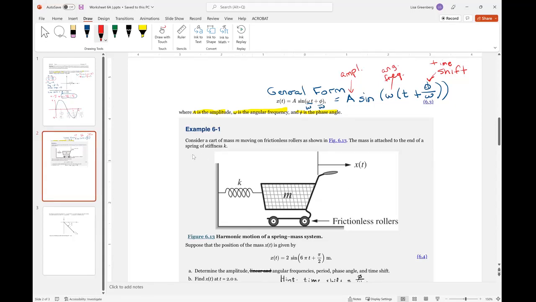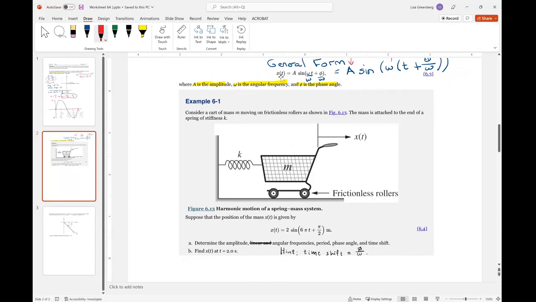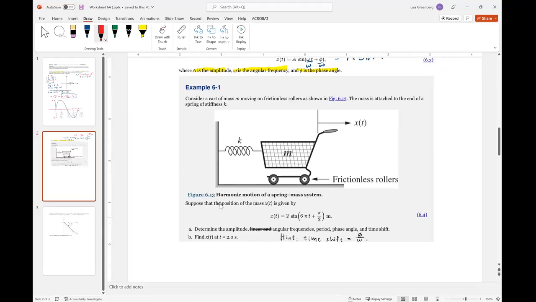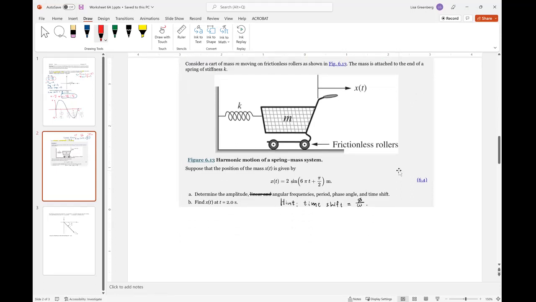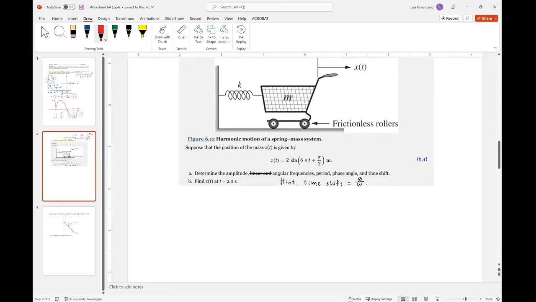Okay. So consider a cart of mass m moving on frictionless rollers as shown here. They're just saying frictionless because otherwise we'd have to add something else in. The mass is attached to the end of a spring of stiffness K. So harmonic motion of a spring mass system. Suppose that the position of the mass x of t is given by this equation. Now we're getting to a different equation. I told you what each thing means, but now we're going to talk about it a little differently.